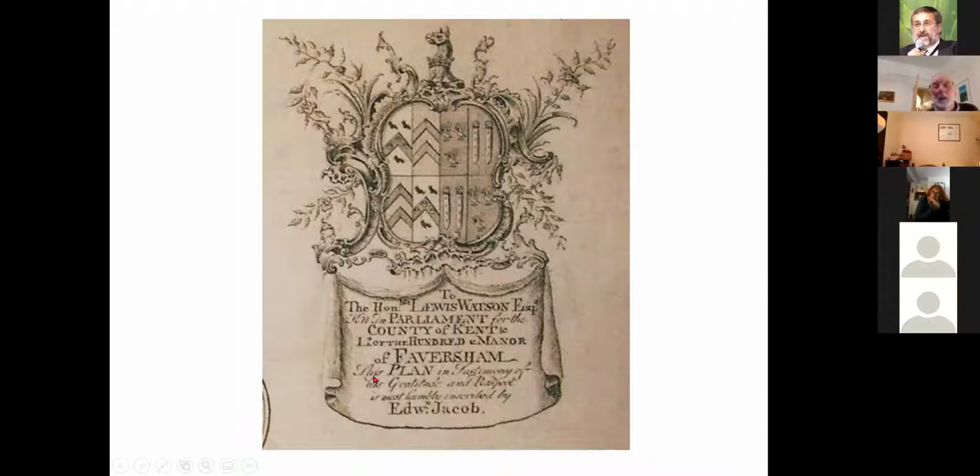And the words here are saying this plan in testimony of his gratitude and respect is most humbly inscribed by Edward Jacob. So I suspect that some of the finance for producing this map was supplied by Lewis Watson. And here's a kind of thank you for that. There's now Faversham, not Feversham. Yeah, Faversham is now spelt with an A.